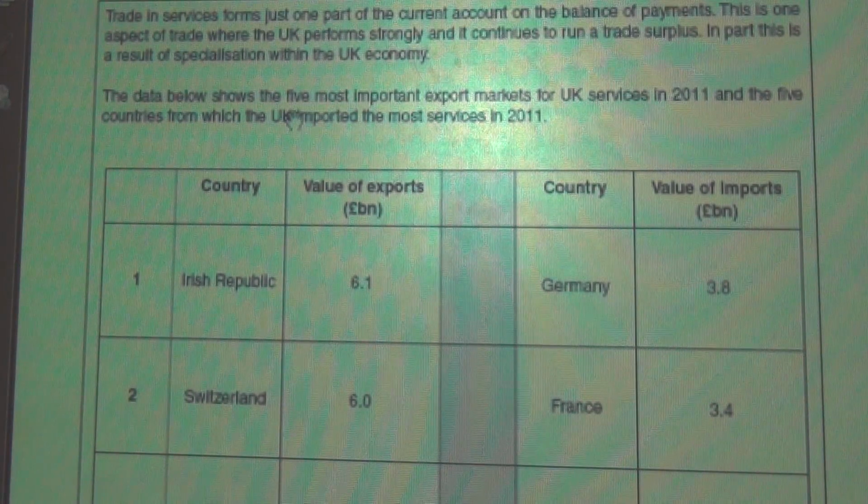Page 3. We are presented with a table which shows the value of exports and imports of a country.